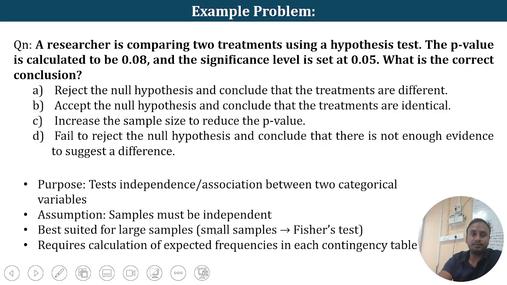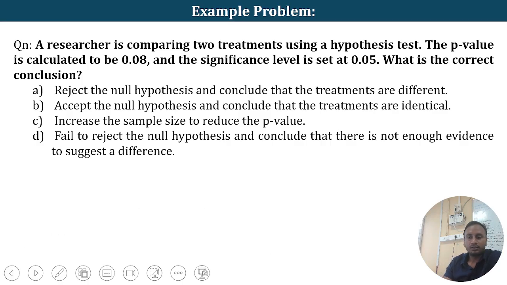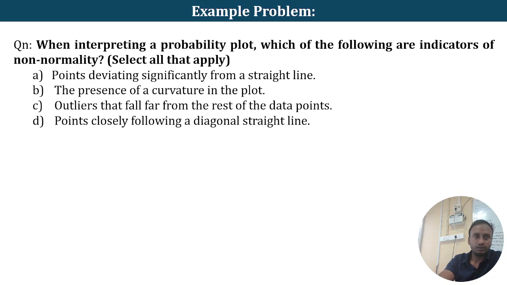Now we have the next question. Can anyone tell what is the next question we have? When interpreting the probability plot, which of the following is an indicator of non-normality? Can anyone tell? Last question actually missing.